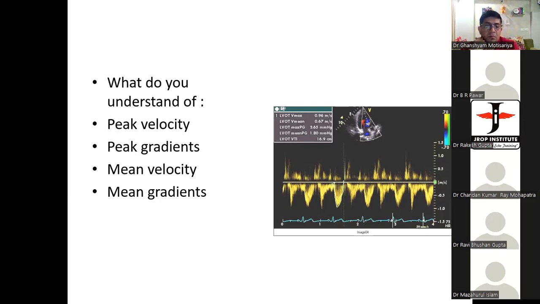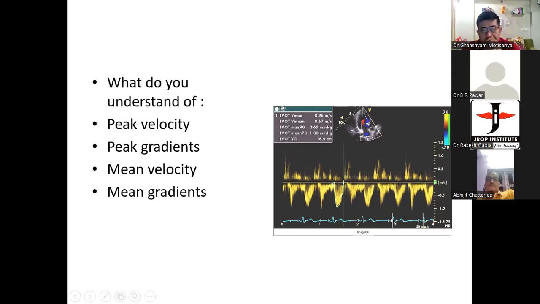Look, I have shown you a Doppler spectrum flow over here. Yes, sir. It is an LVOT. Yeah, how do you get this peak velocity, mean velocity? How do you get all this? It is there in the picture. What have they done? See, they have done something with the green line. What have they done with the green line?